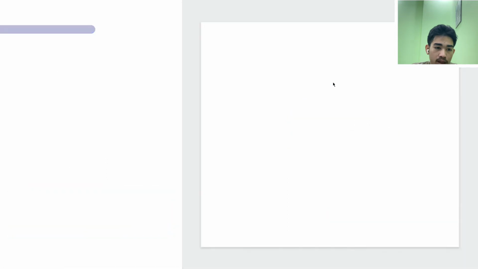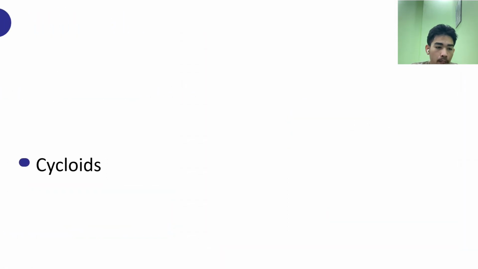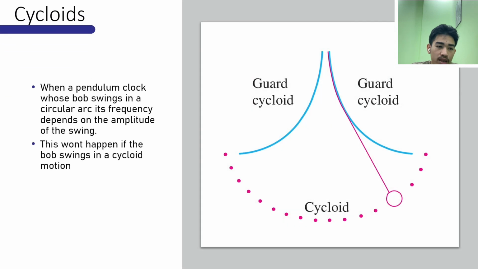Okay. Now that parametric equations are over, let's move on to the cycloid. In cycloid, let's say for the pendulum clock whose bob, if you don't know what a bob is, in a grandfather clock you see that golden part in the middle, or in any color, the round part, that is called the bob. If it's swinging in a circular arc, the frequency would be dependent on the amplitude of the swing. But this wouldn't happen if the bob swings in a cycloid motion. It basically means a circle that travels along a line.